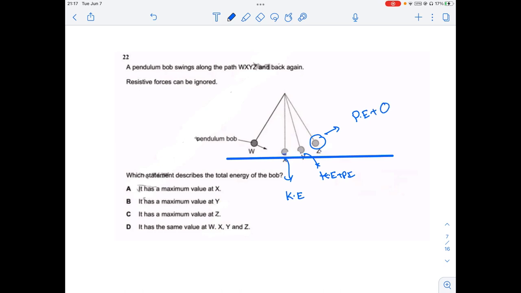So kinetic energy is zero there. And finally at W also, it has only potential energy and kinetic energy is zero because it has to stop and come back. So at all the points the total energy is the same. Total energy is potential energy plus kinetic energy, which is constant throughout. So it has the same value at W, X, Y, and Z. Sometimes it may be only potential, sometimes only kinetic, sometimes a combination of both, but the total value is the same. That's going to be the answer.